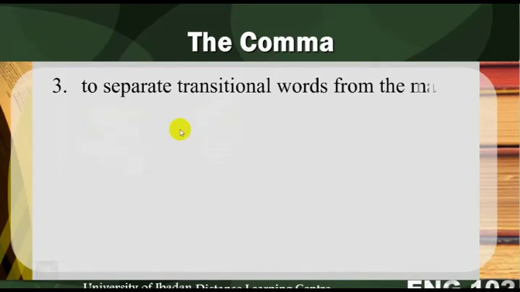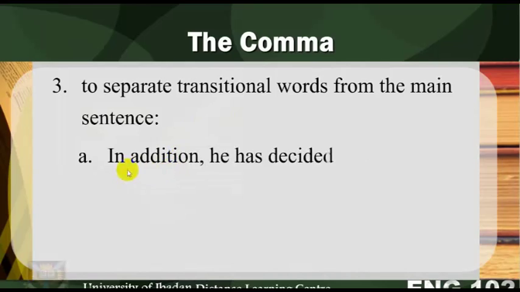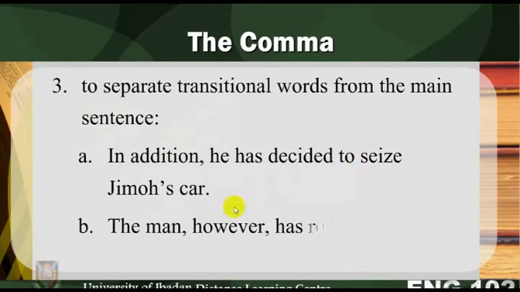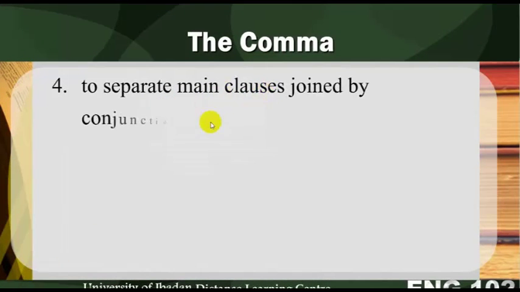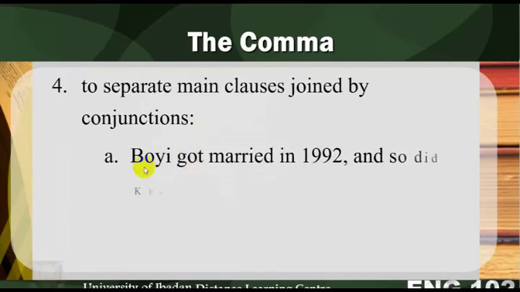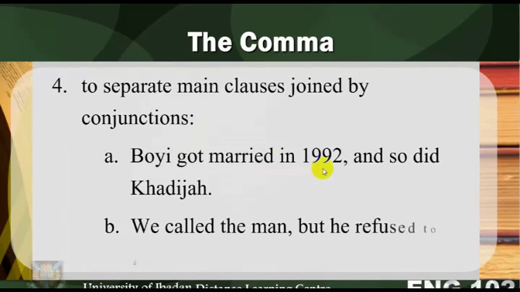3. To separate transitional words from the main sentence. A. In addition, he has decided to seize Jimo's car. B. The man, however, has refused to sell it. Number 4. To separate main clauses joined by conjunctions. A. Boyi got married in 1992, and so did Khadija. B. We called the man, but he refused to answer.